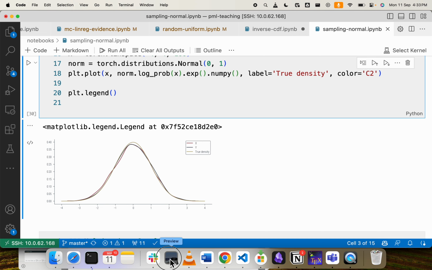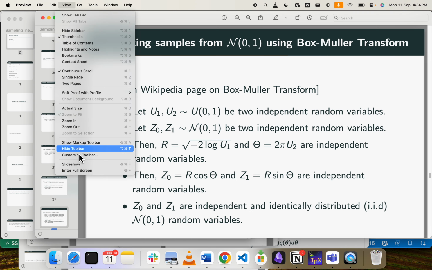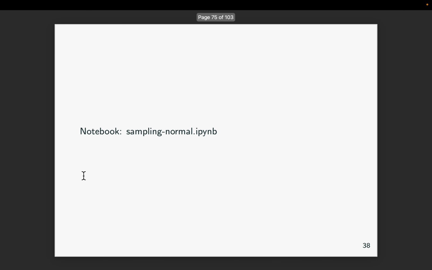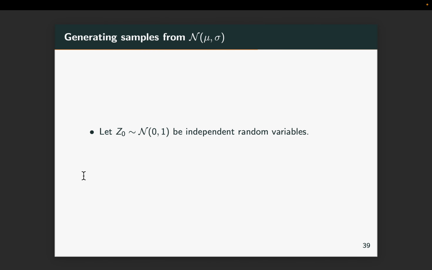So once we get samples from normal 0, 1, can you tell me how to get samples from normal with mean mu and variance sigma square? For the uniform distribution, it was a plus (b minus a) times samples from uniform 0 to 1. What transformation do you need to take? Given normal 0, 1 samples, you want to get samples from normal mu and sigma. Does anyone remember this?